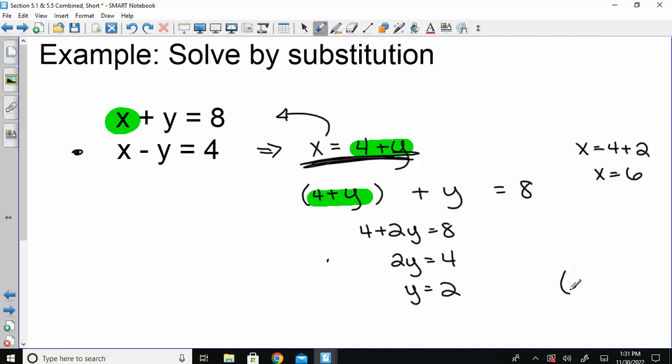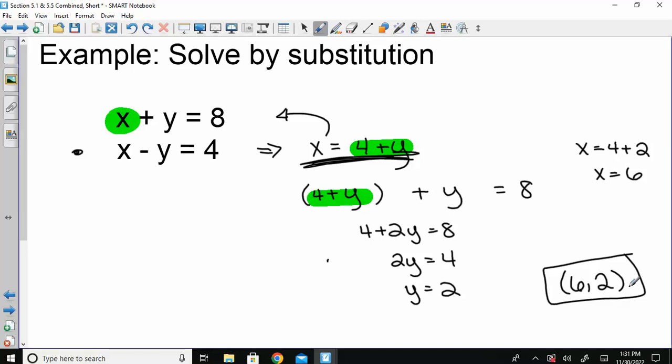I would like for you to write these as an ordered pair. So 6, 2. The variables don't have to be x and y. We're used to that. They could be anything. Just put them in alphabetical order. So if my variables were a and b, you do a comma b. If I had x, y, z, just put them in that order, alphabetical order.